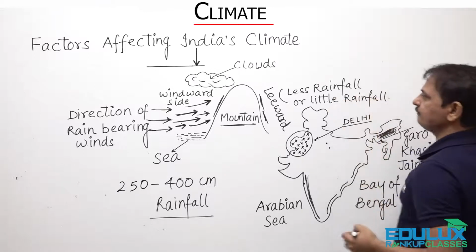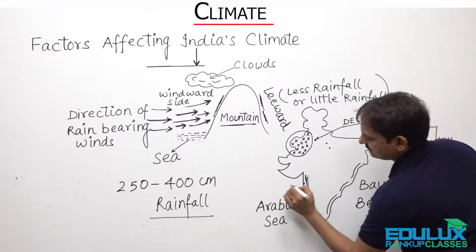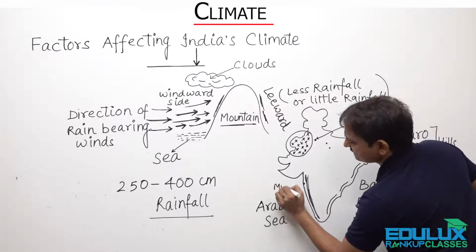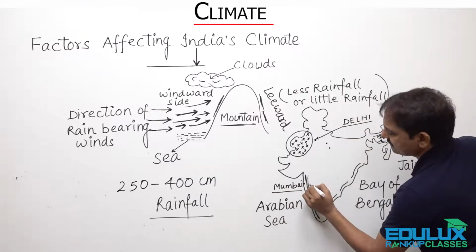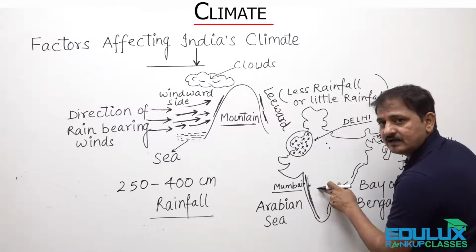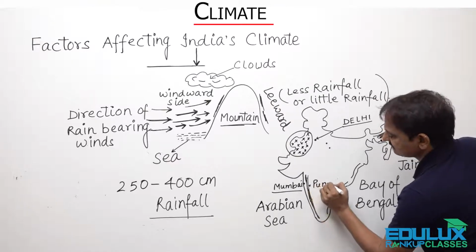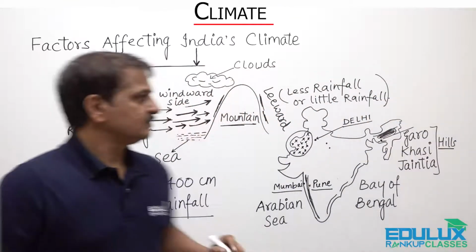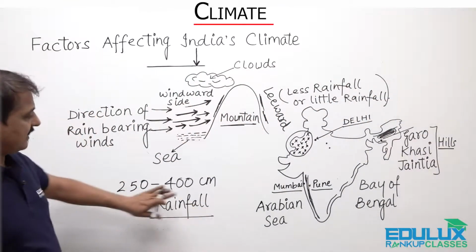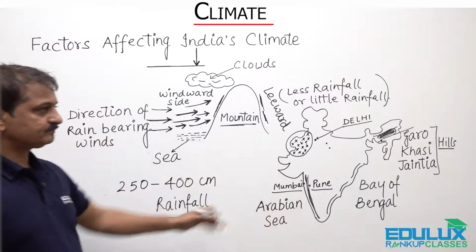From this point of view, if we look at Mumbai here, it receives maximum rainfall, while Pune, which is on the leeward side of the Western Ghats, receives less rainfall. Clear? So this is how the relief affects India's climatic conditions.